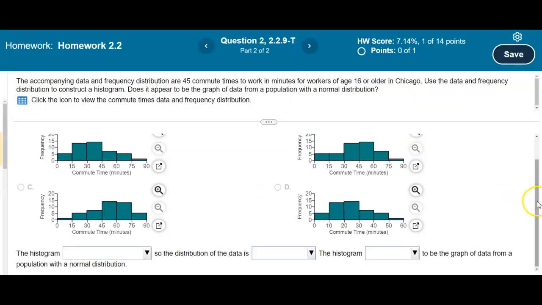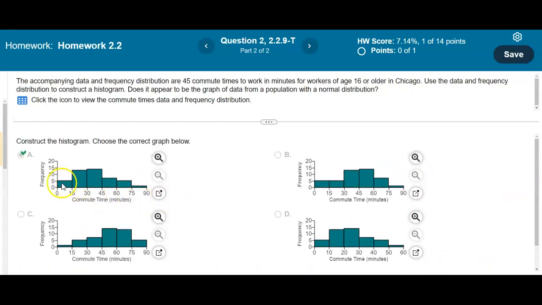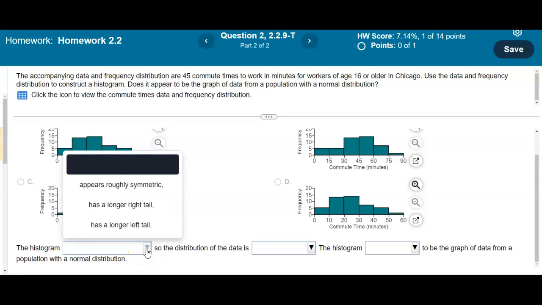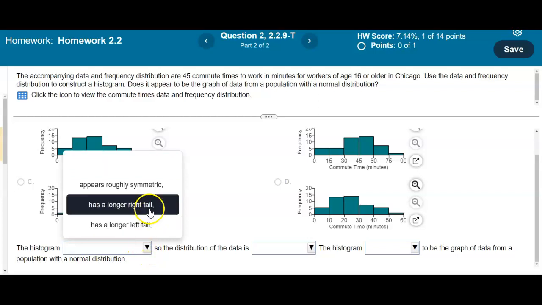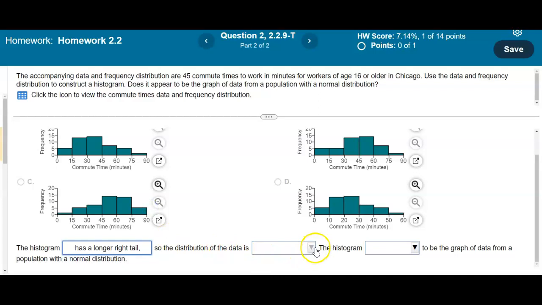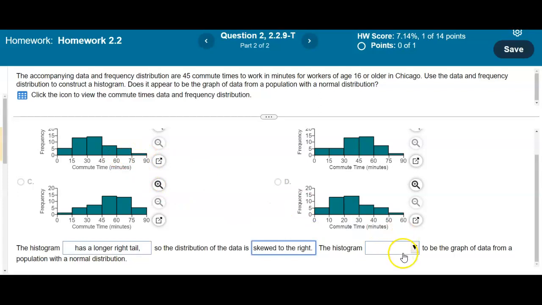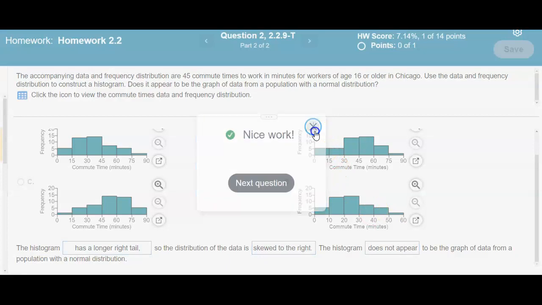Now we want to look at our histogram and determine, does this look like a normal distribution? It starts a little bit high, it gets higher, and then it gets lower and lower and lower in the last 3. What do we say about this? We can say that the histogram has a longer right tail, so the distribution of the data is skewed to the right. And so the histogram does not appear to be the graph of data from a population with a normal distribution. And therefore that is our result.